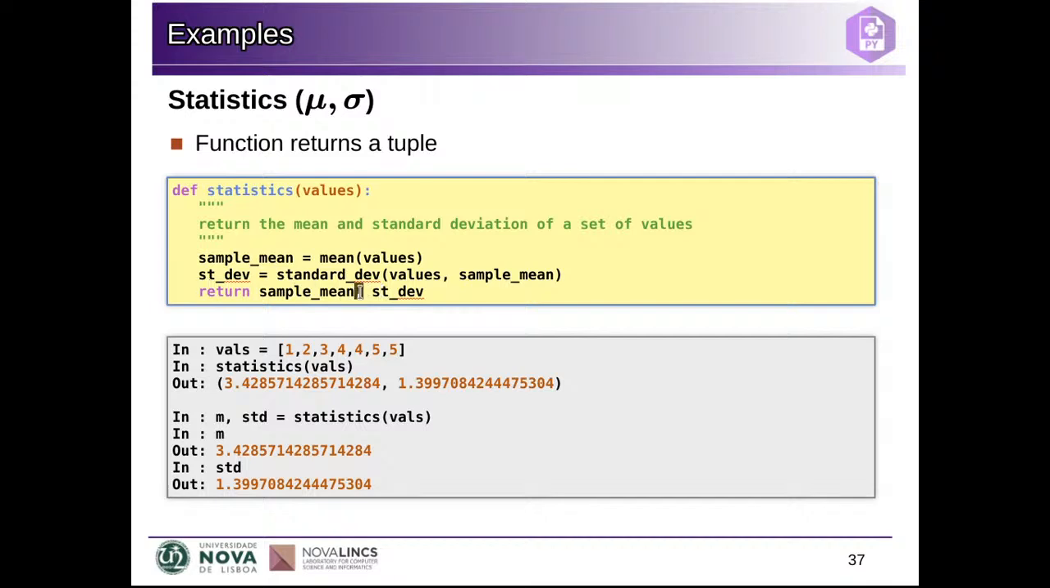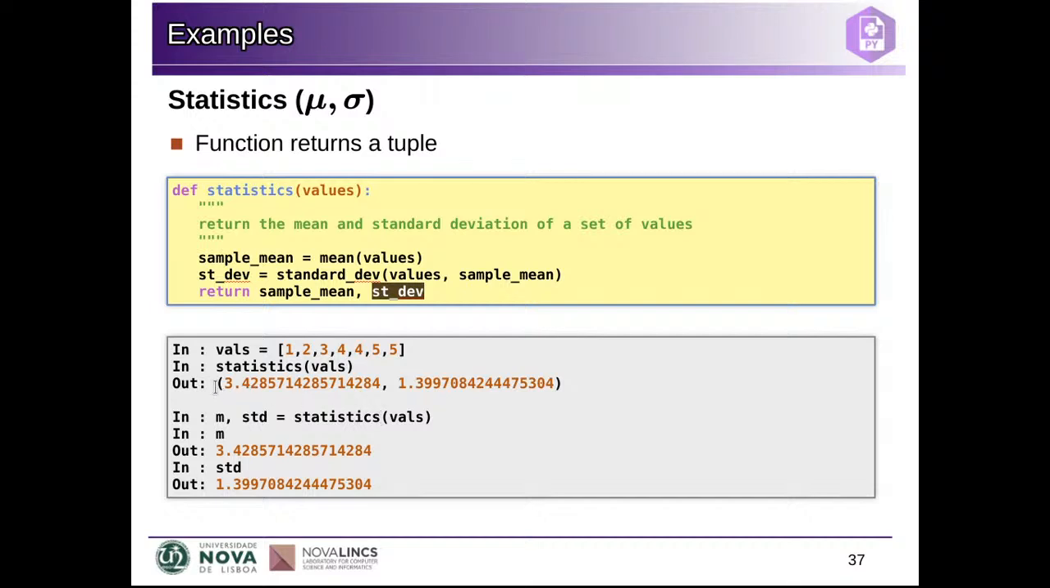If you just put a comma there, you can separate the different values to return, and the function will return a tuple with all these values. So if you call the function statistics on these values, you get a tuple with the two values here, the mean and the standard deviation.